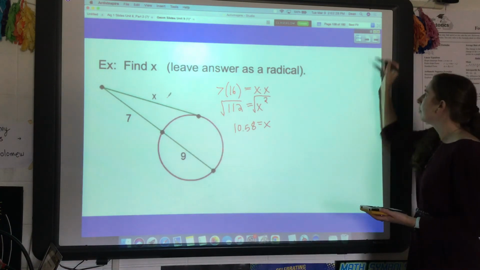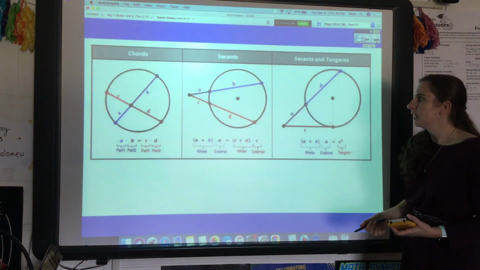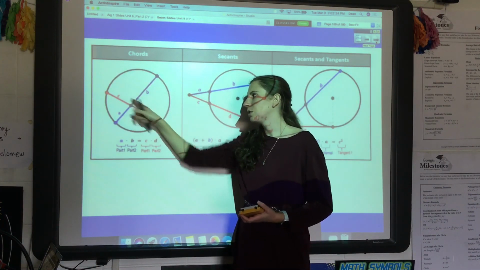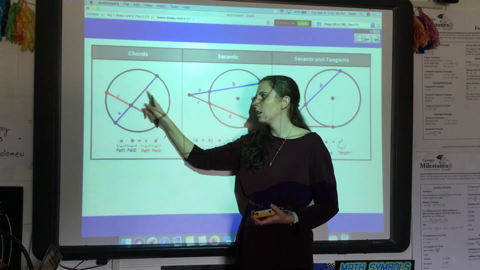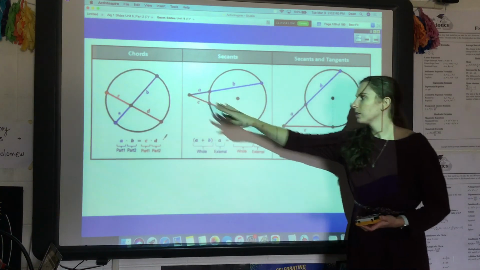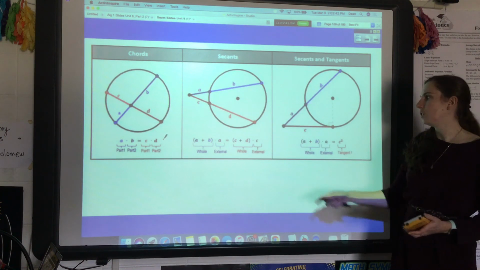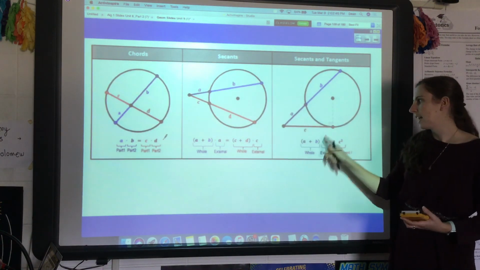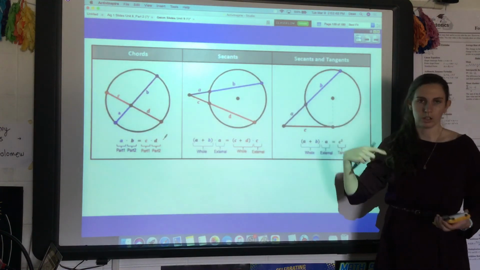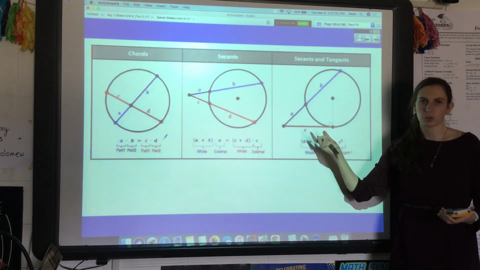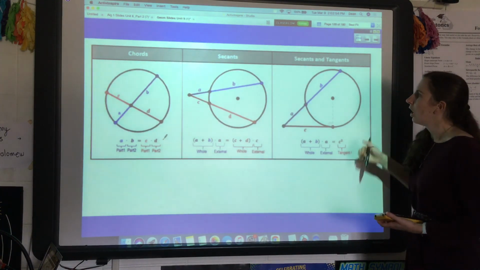All right, just to sum all that up. Again, if it's two chords, all you have to do is multiply these two pieces together, and that equals these two pieces multiplied together. But if it ever goes outside the circle, you have to do outer times the whole equals outer times the whole. And if you've got a tangent line, the outer and the whole are going to end up being the same thing. So it usually just ends up being that tangent squared. All right.